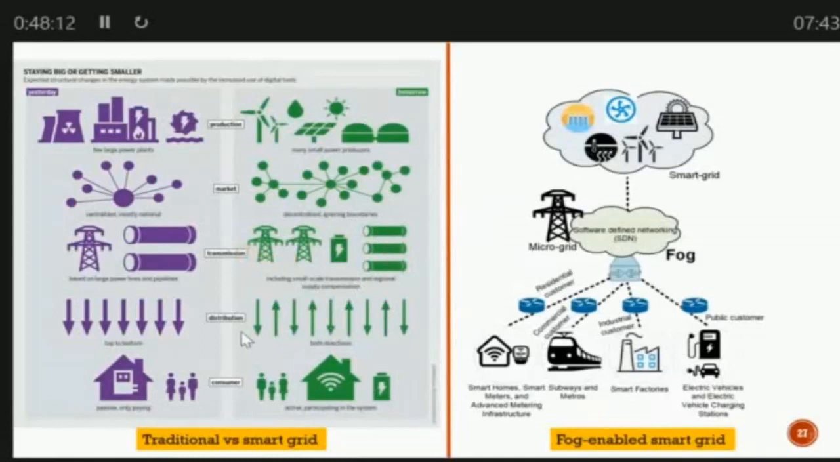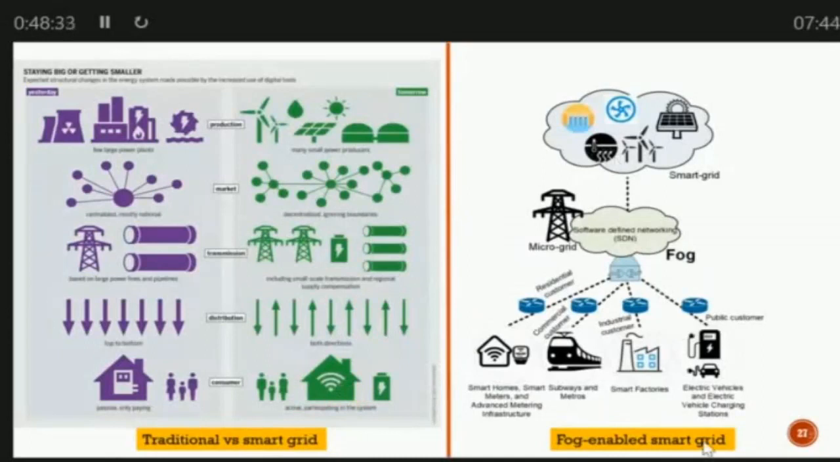And as I mentioned before, compared to the traditional grid, your smart grid has two-way communication. At the end, the user would be participating as well. Instead of just receiving, the user is giving feedback and receiving feedback and suggestions from the service provider, and also becoming part of the system.